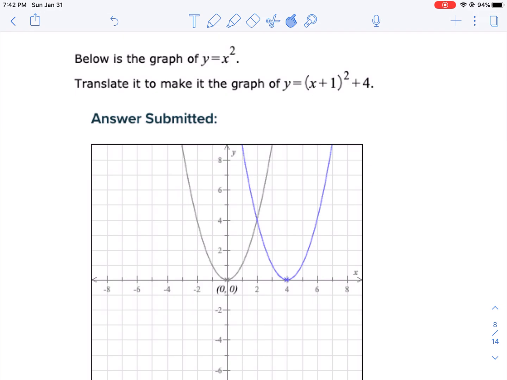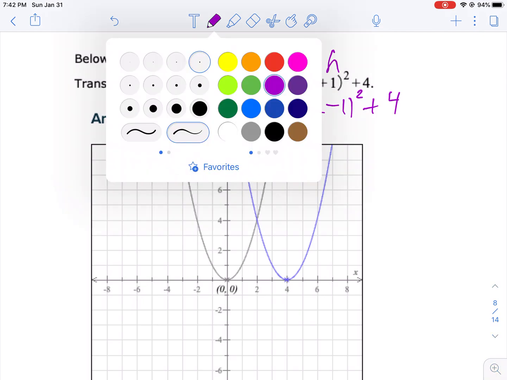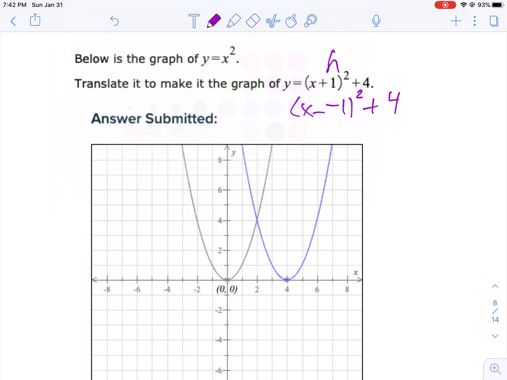Okay, you got them backwards here on this particular question. H is 1. Actually, h is negative 1, isn't it? Because I would write that as x minus a negative 1 squared plus 4. So you have to go to the right one, and then we're going to go up 4. I said right. I meant left one. You have to go to the left one, and you go up 4. And then you draw your parabola. And you would have had that.